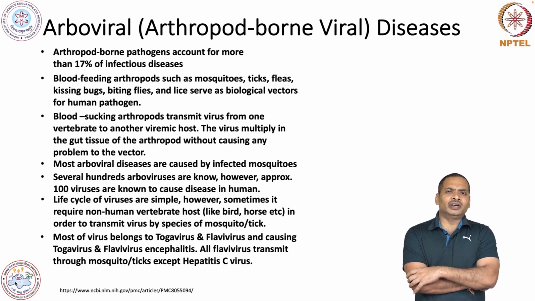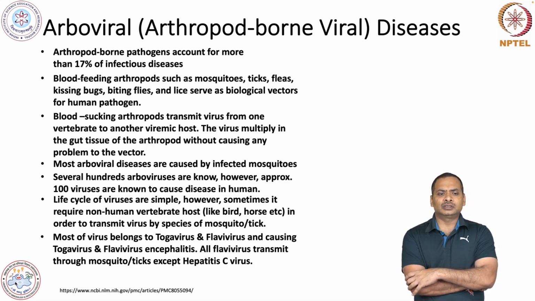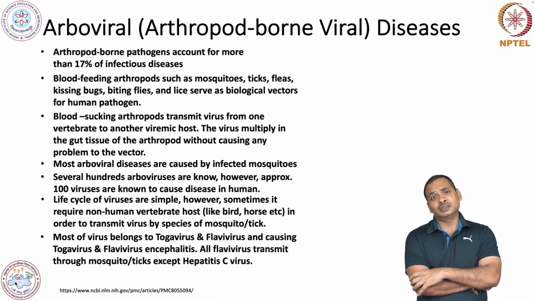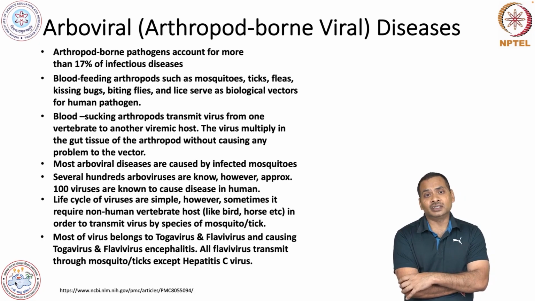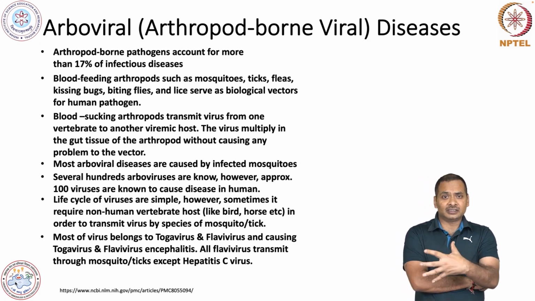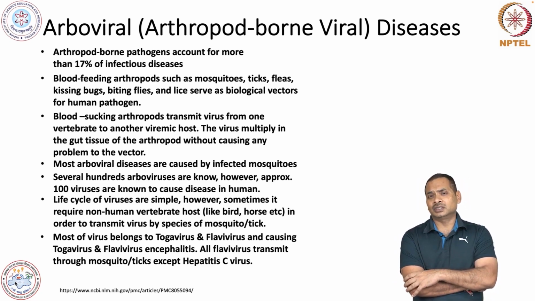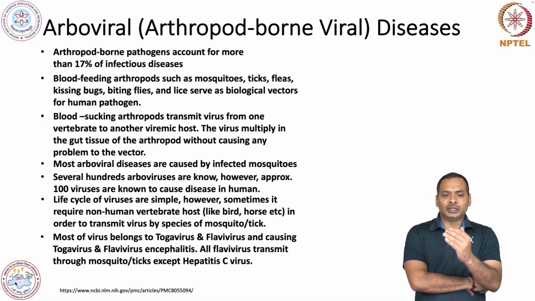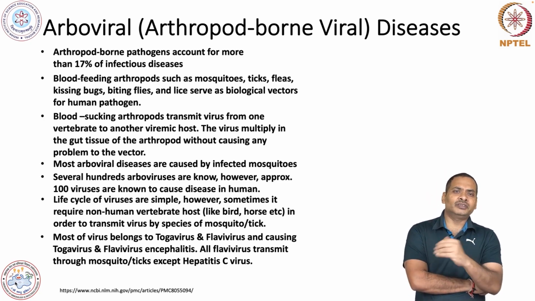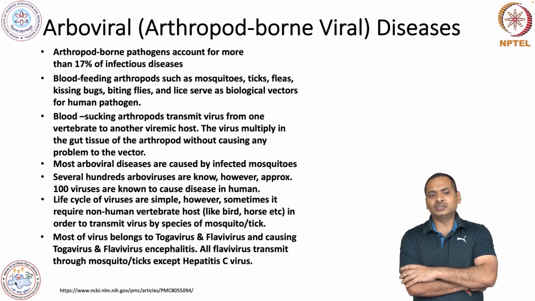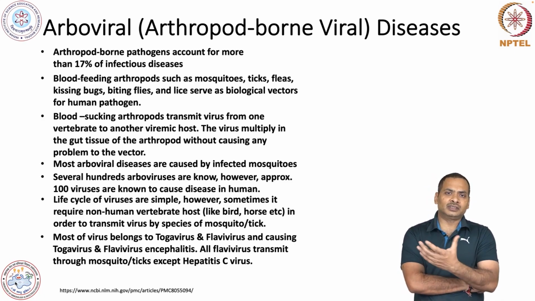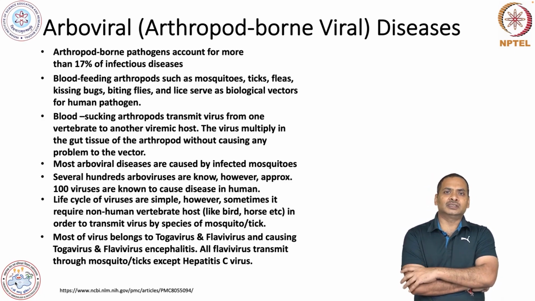So all flaviviruses are basically transmitted through a mosquito or tick, except one virus, which is hepatitis C virus. This is a characteristic of flaviviruses. Hepatitis C virus is basically transmitted through contaminated food or water. So except hepatitis C virus, all flaviviruses are transmitted through this vector, that is, mosquito or tick.